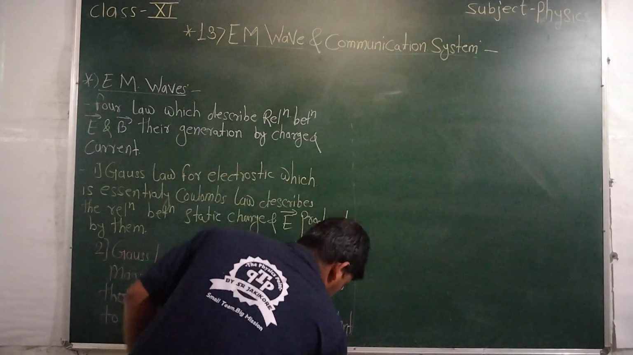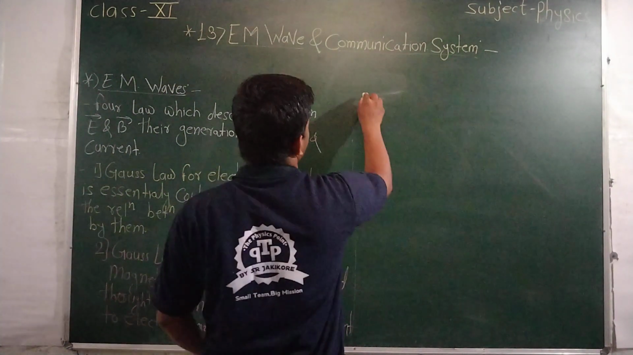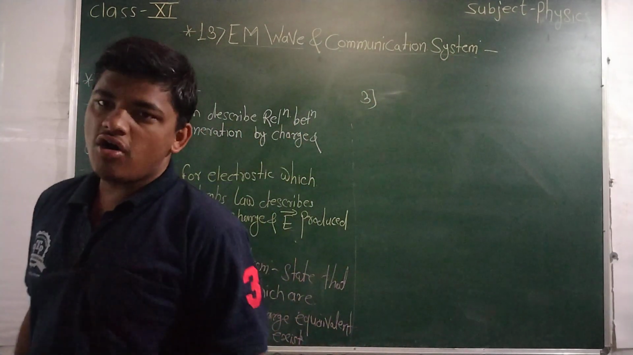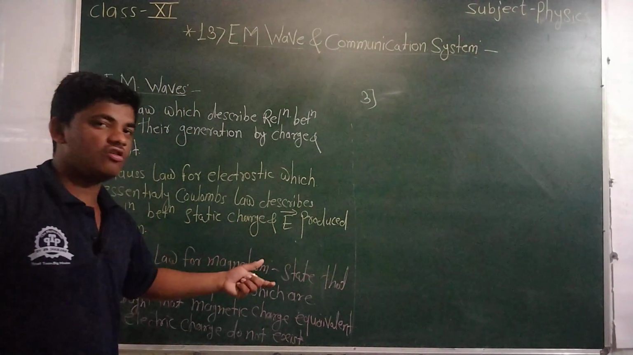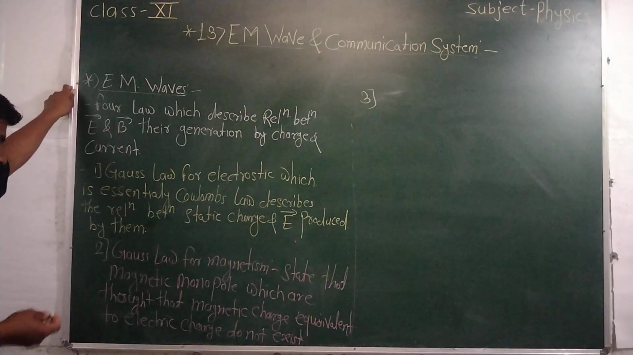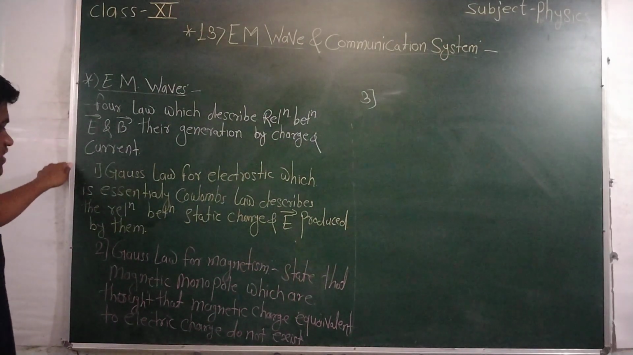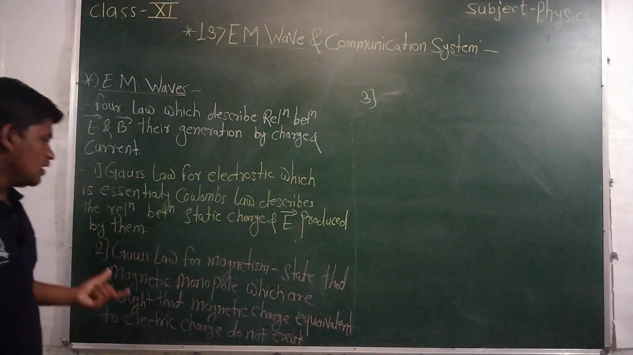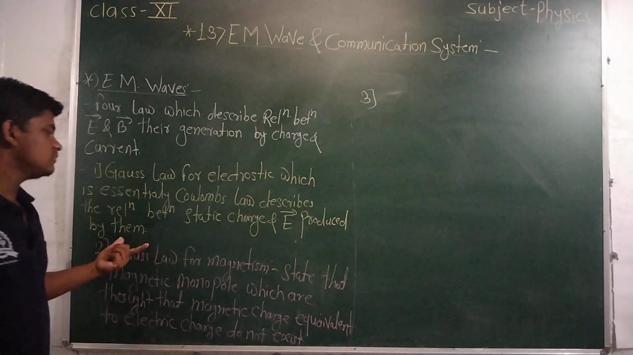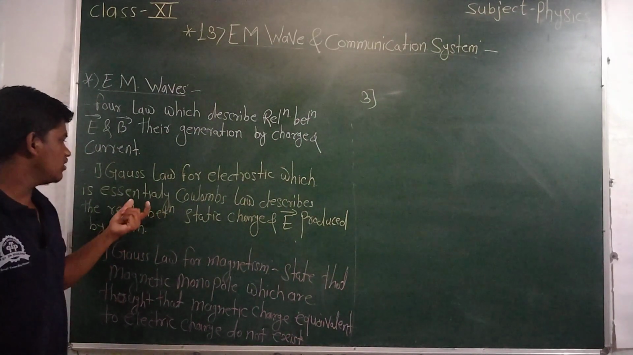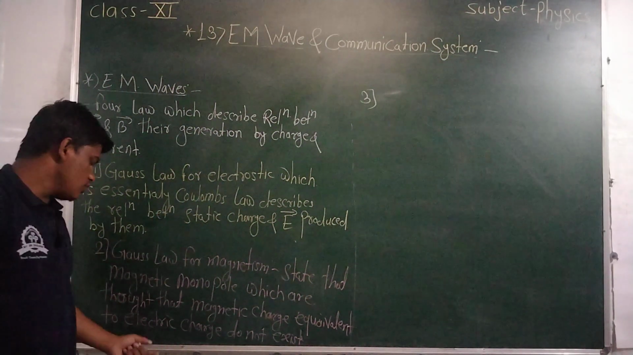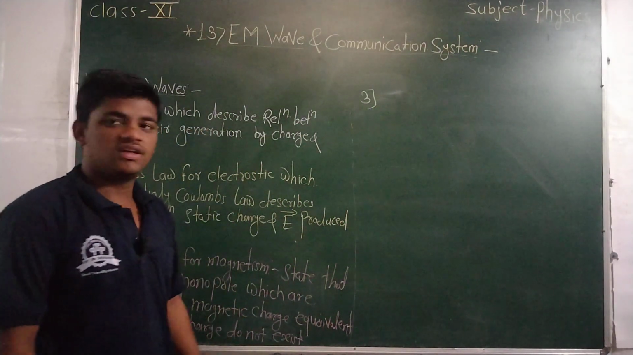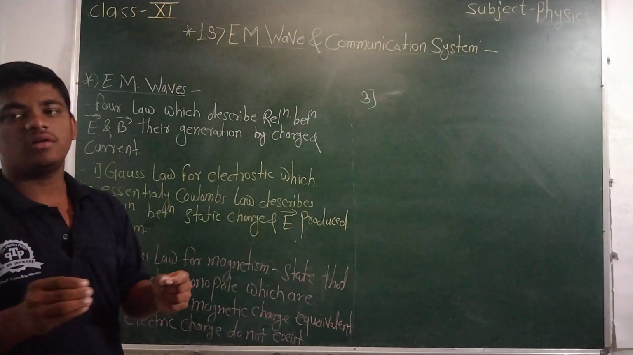This is law number 2, and law number 3 will be here. Both of these are Gauss laws. The first law is Gauss law of electrostatics, the second is Gauss law of magnetism. What are the statements and the main purpose of these laws? Gauss law of electrostatics gives the relationship between static charges and electric field. Gauss law of magnetism says the equivalent relationship does not exist. The electric charges and magnetic charges are not equivalent.